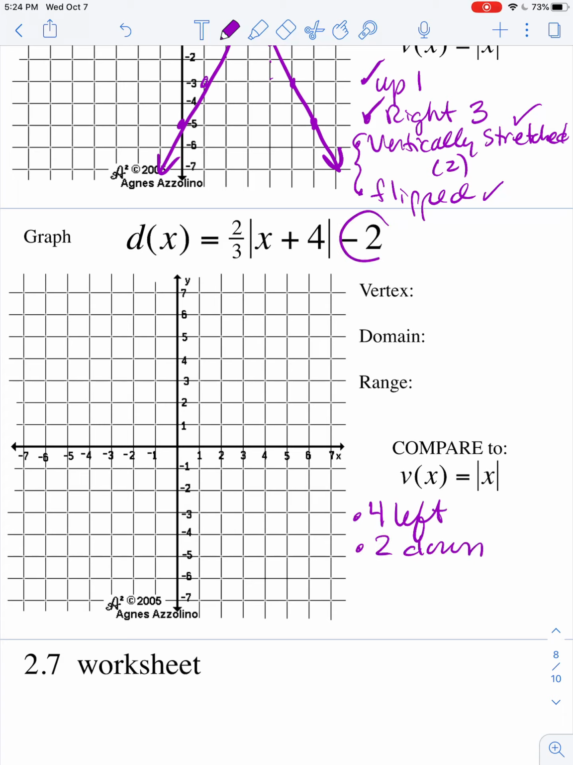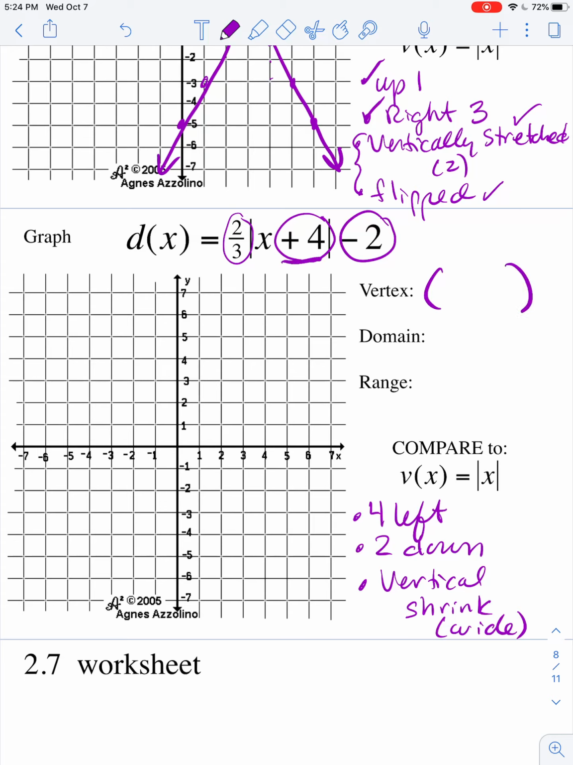Going through, writing down what I see happening. I've got this happening. I've got this happening. Ooh, that's less than 1. So I'm going to have a vertical shrink, compression. It's going to be wider. Whatever way you want to think about that. My vertex. How do I do that? I take the opposite of this bad boy. Take this guy as is. My domain, I can do with my eyes closed. Okay, technically my eyes are not closed because I wouldn't be able to write.